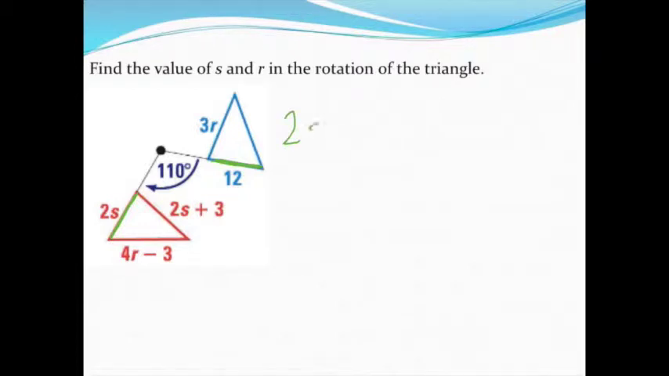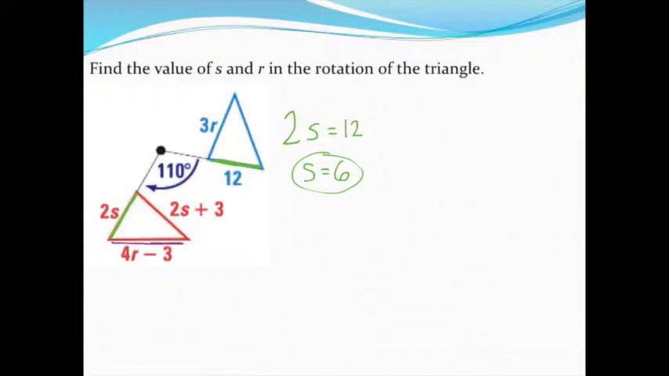So I'm going to write the equation 2s is equal to 12. I know that those two sides match up and are congruent. Once I divide, I know that s is equal to 6. I'm going to continue to do that to find my other sides as well, just match up corresponding sides. Just be careful, sometimes they make the algebra a little bit tricky.